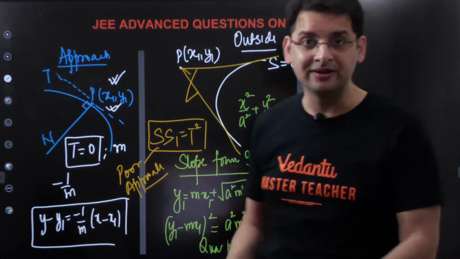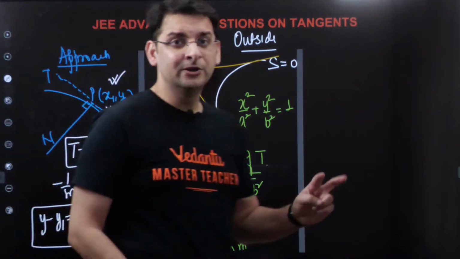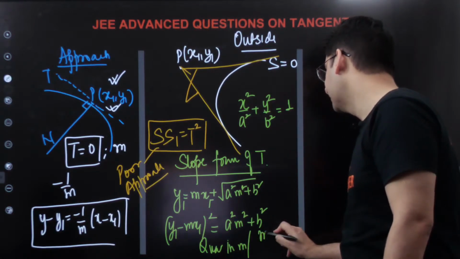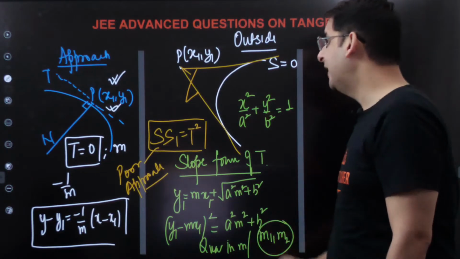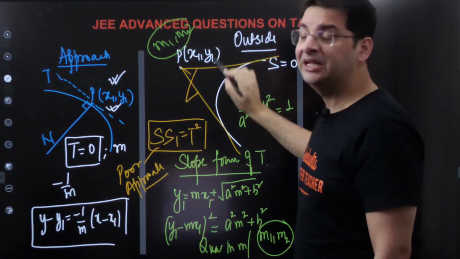m is the only unknown, everything else is known. x1, y1 is known, a and b are known, m is the only unknown. So solving this, you will get two values of m, that is m1 and m2. As you get two values of m, m1, m2, you know the point, you know the slopes, you can apply point slope form.